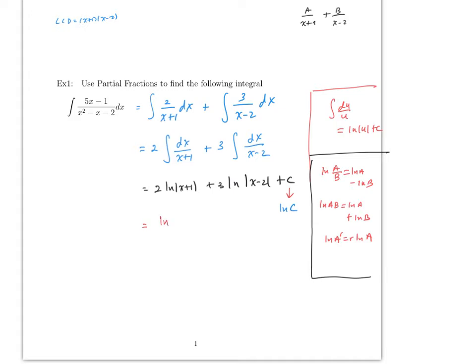you can rewrite this as a single logarithm. This will be ln of x plus 1 squared times x minus 2 cubed, and then times the constant. Now, if you get this far, this is technically correct, but the answer in the back of the book most likely will look like this.